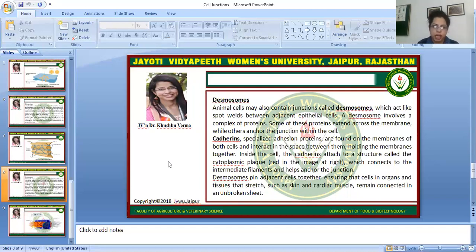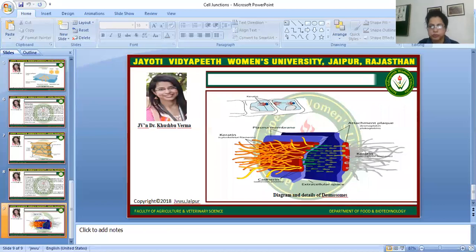Desmosomes pin adjacent cells together, ensuring the cells in organs and tissues that stretch, such as skin and cardiac muscle, remain connected in an unbroken sheet. This is a diagram in detail of a desmosome, where we can see the attachment plate, and this is the extracellular matrix. These are cadherins.